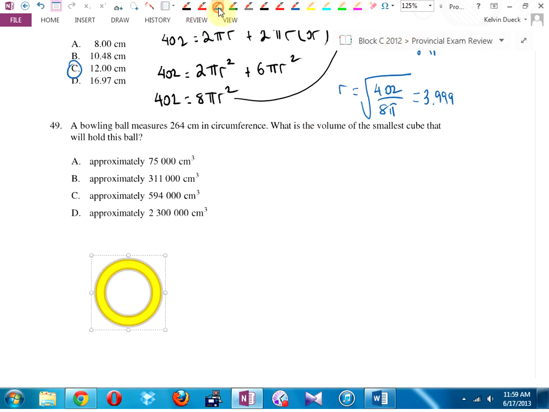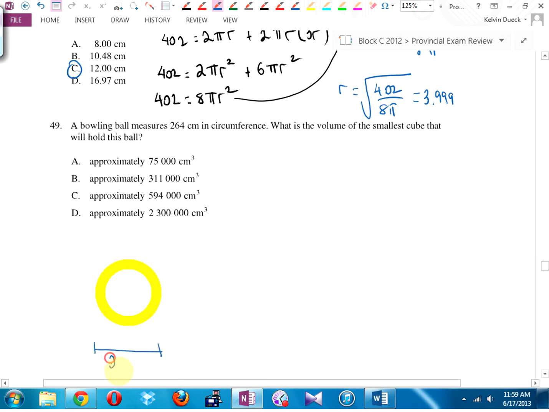It says a bowling ball is 264 centimeters in circumference. I'm going to go like this. 264, yes? Because they said circumference. Oh, no, that's not right. 264 centimeters in what? Okay. Circumference. What they've given me is the distance all the way around.